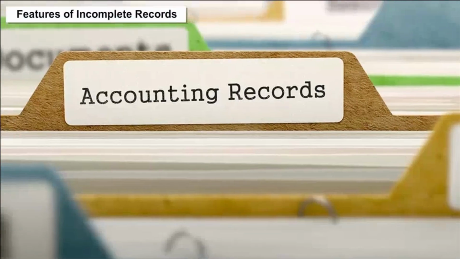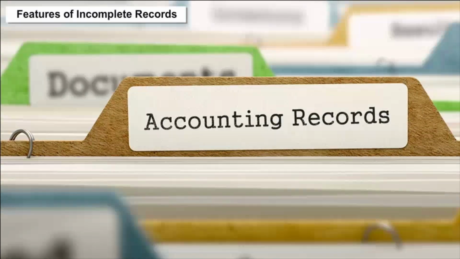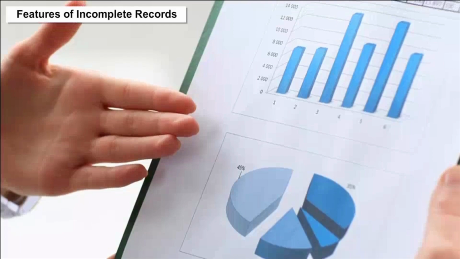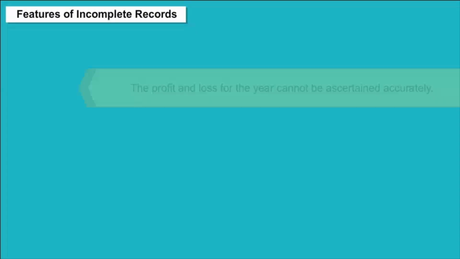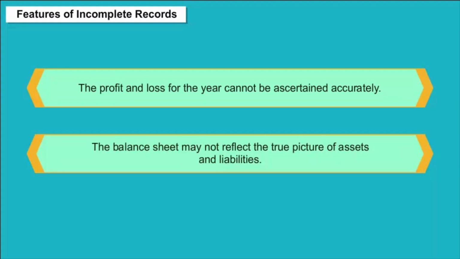Firms maintain records as per their convenience, hence there is no uniformity and the information is not comparable. The profit and loss for the year cannot be ascertained accurately. The balance sheet may not reflect the true picture of assets and liabilities. It involves dependence on vouchers and invoices in order to ascertain profit and loss information.